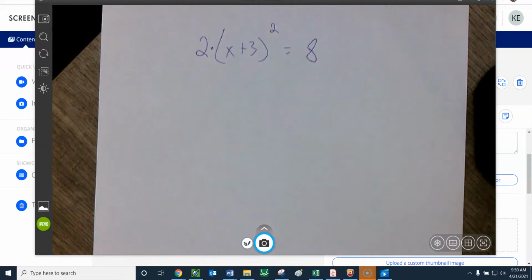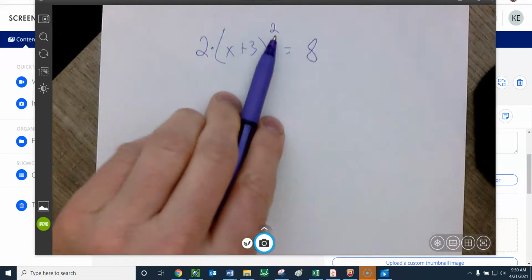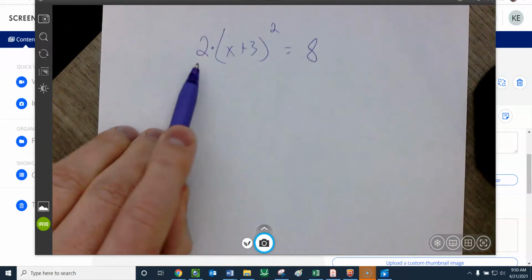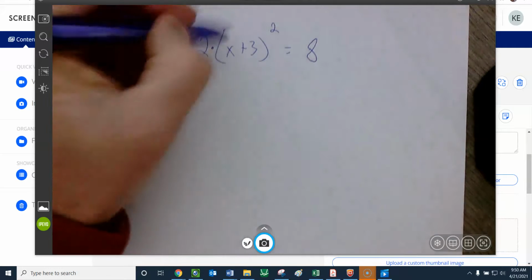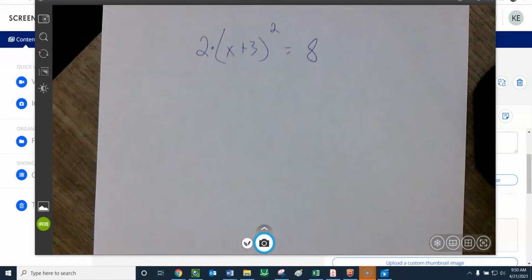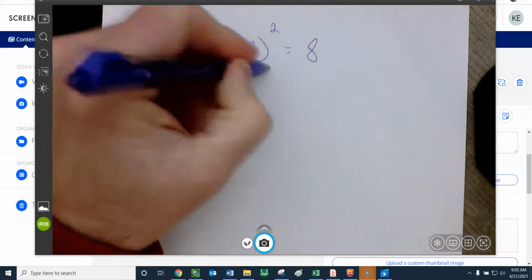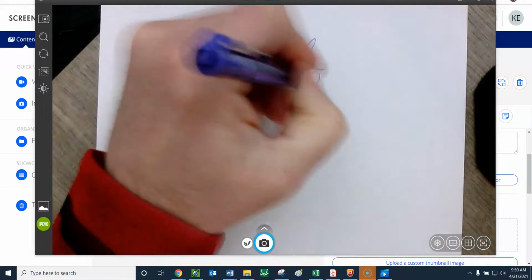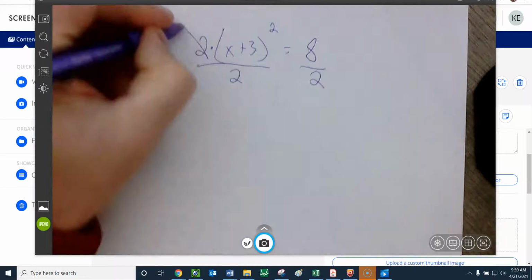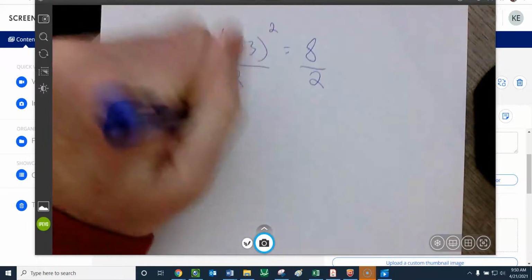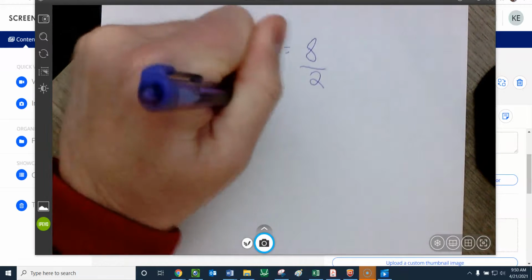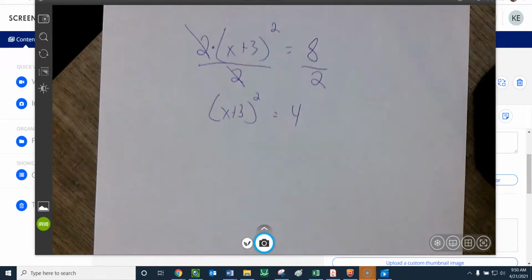So before I can take a square root of both sides, that's kind of important here. When I see it's squared, I'm going to have to take a square root. I first have to move this times 2. I got to isolate the squared part first. So to do that, I see a times 2. I will divide this side by 2. I will divide this side by 2. Those 2's cancel. And now I'm left with x plus 3 squared equals 4. 8 divided by 2 is 4.